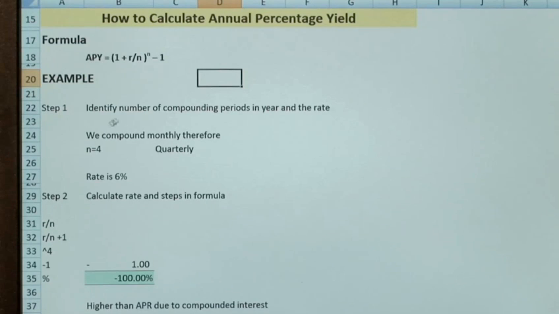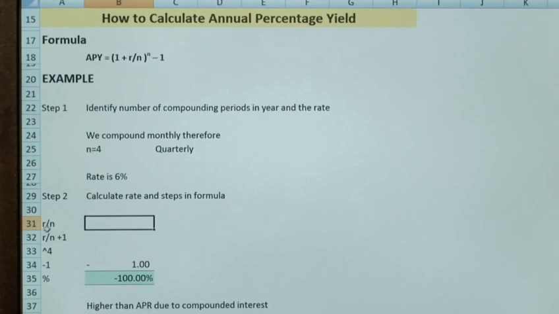So the first step is to identify the number of compounding periods in the year and the rates. So in this example we're going to compound quarterly, so therefore n equals 4. Obviously if you're doing monthly then n would equal 12, and the rate for this example is going to be 6%. So we're just going to follow the formula through.